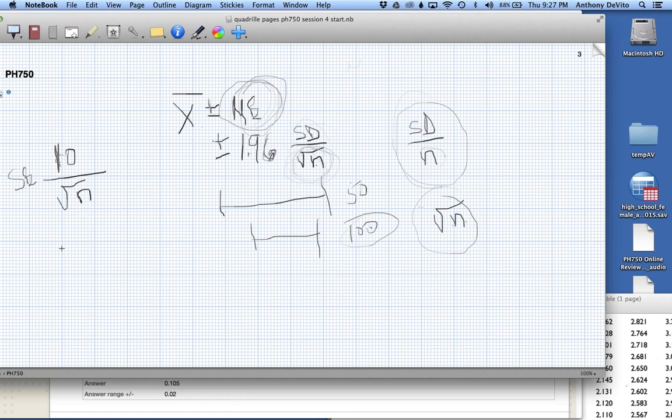Let's see what happens if I put different size n's in there. Let's say I put in a sample size of 25. That's going to be equal to 10 over the square root of 25, which is 10 over 5, which is equal to 2. Now watch what happens if I make the sample size 4 times larger. 10 over the square root of 100 is equal to 10 over 10, which is equal to 1. And since I've halved the standard error, I've halved the width of the confidence interval.